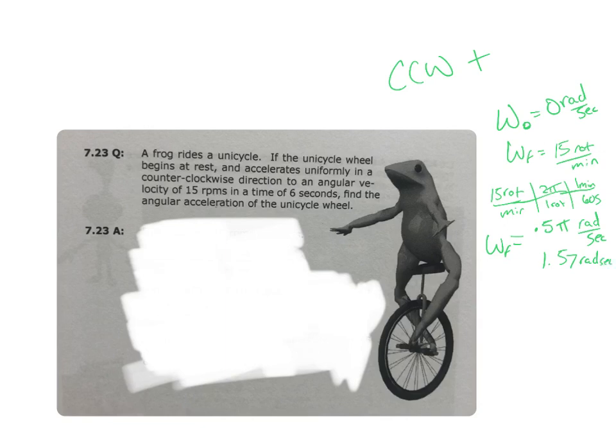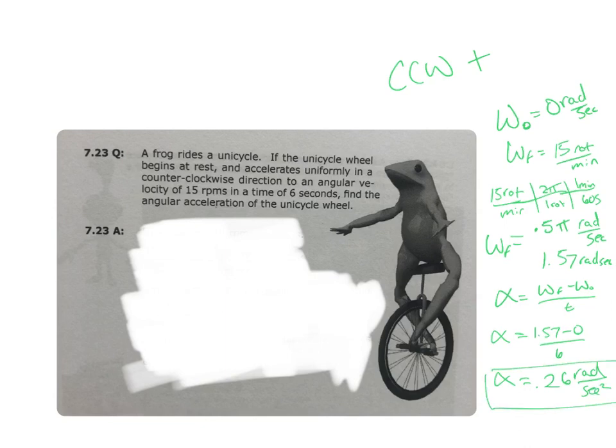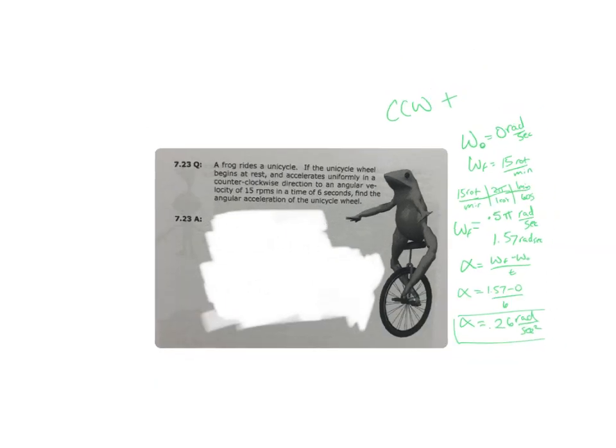We're trying to find the acceleration though, so angular acceleration is equal to omega f, or omega final, minus omega initial, divided by t. So angular acceleration would be equal to 1.57 minus 0 over 6 seconds, since it took 6 seconds to do this. 1.57 divided by 6 is 0.26. Alpha is 0.26, and that's radians per second squared. Notice that this is positive. Again, it's positive because it's moving counterclockwise.